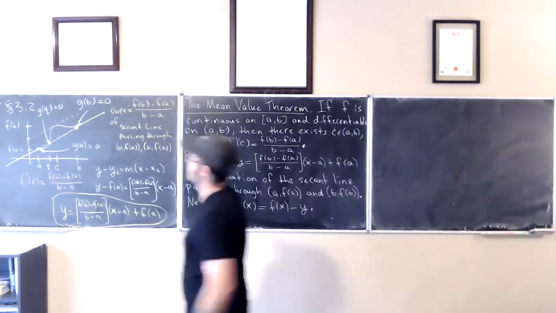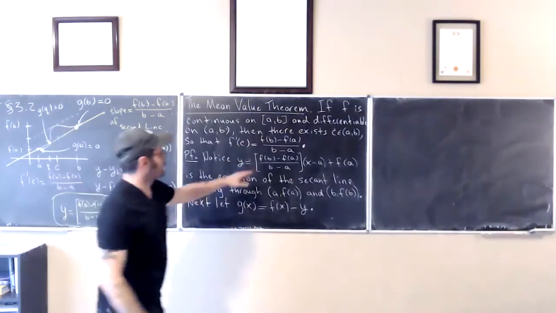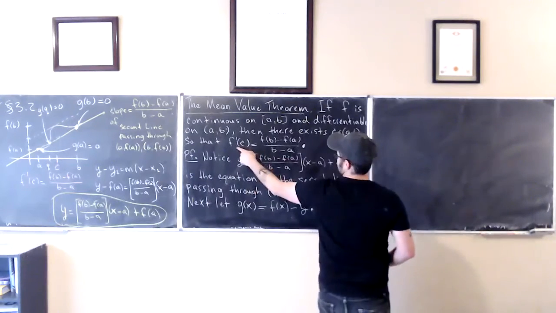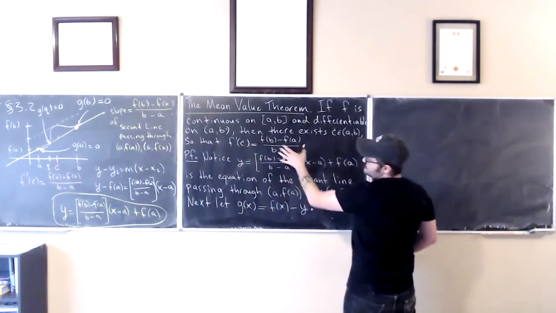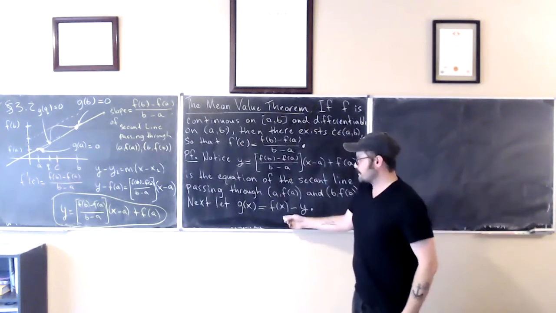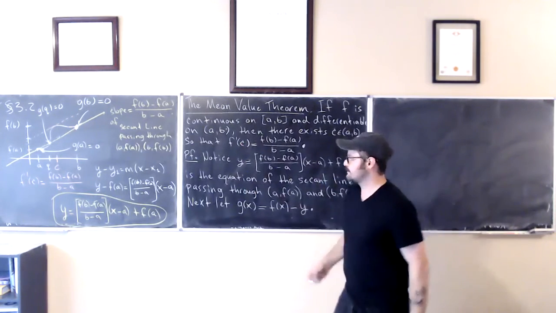So how can we use this to prove the existence of some value c so that the derivative of f is equal to that slope? Well, we're going to make a few observations about this function g.